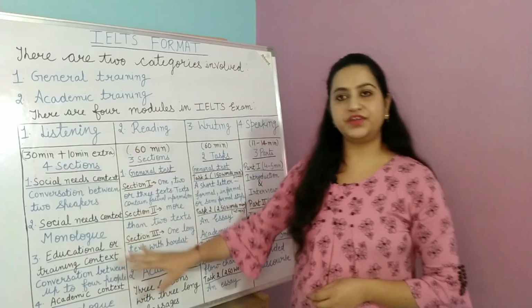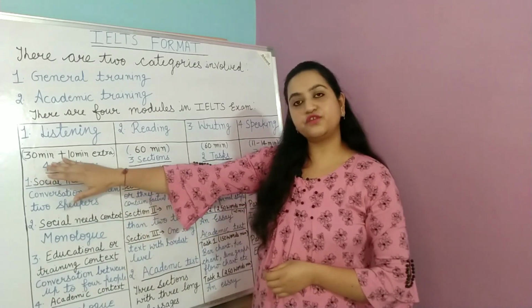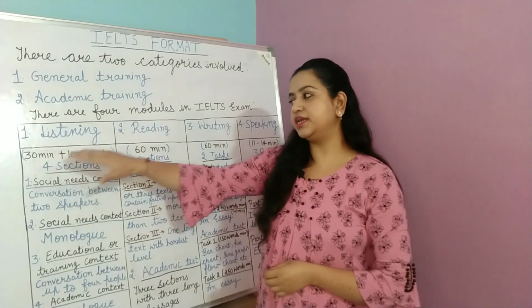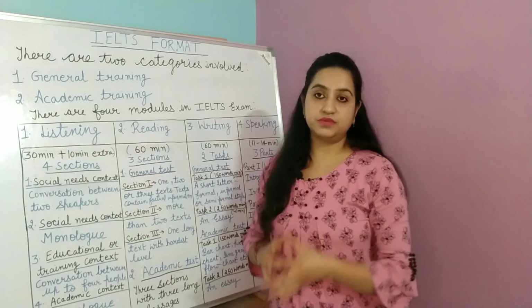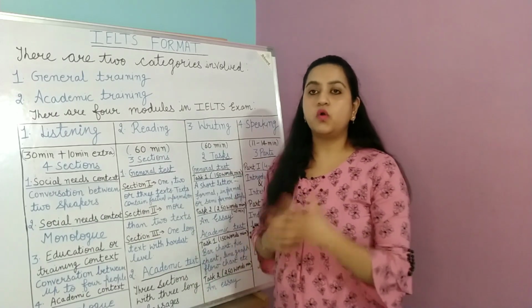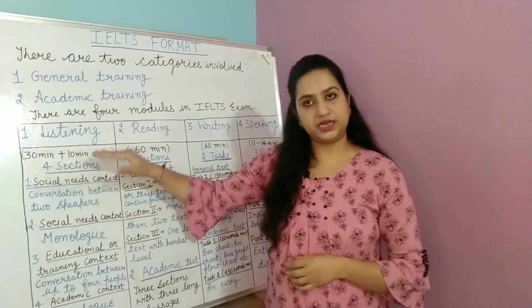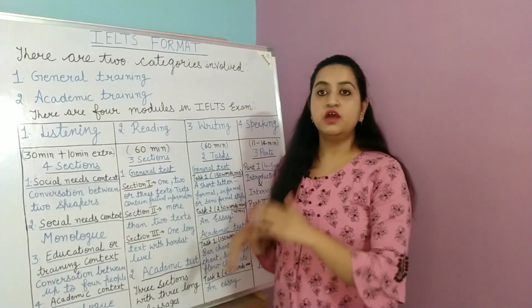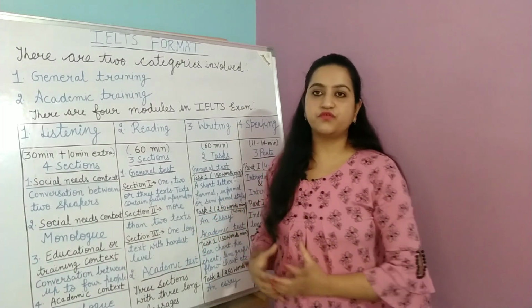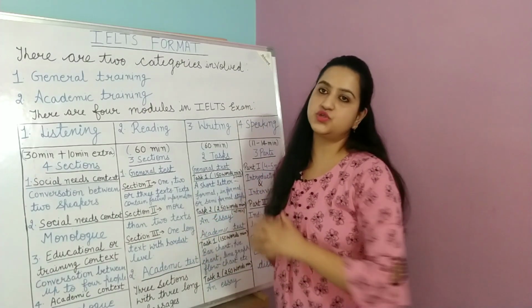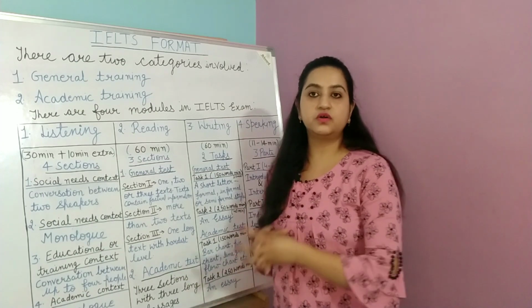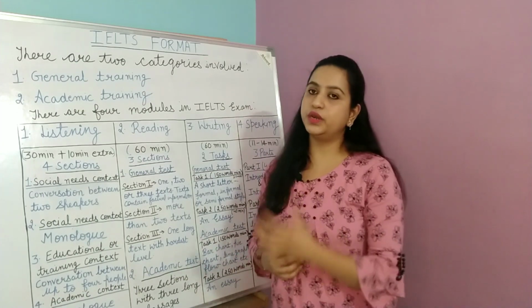The first module is listening. The time limit of the listening portion is 30 minutes plus 10 minutes extra. That means we need to solve all the 40 questions in the span of 30 minutes, and 10 minutes extra is for transferring answers from the question booklet to the answer sheet. Listening material is recorded on a cassette tape which you will hear only once.